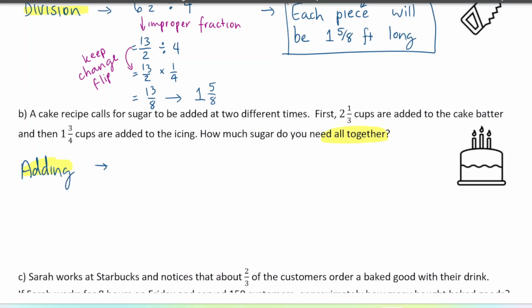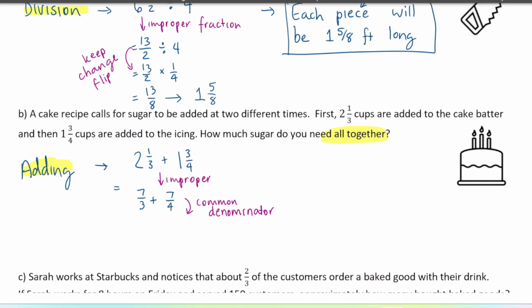Okay, so here's my work. 2 1/3 plus 1 3/4. We need to make them improper fractions. So we are changing them to 7/3 plus 7/4. We need to make a common denominator because we're adding. That's a good review of all the skills we've learned in this unit.